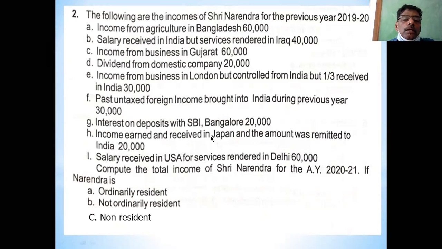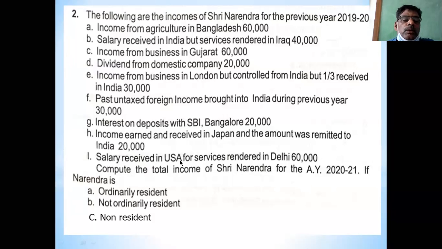Income earned and received in Japan. Income earned in Japan and received in Japan. The amount was remitted to India. Again, confused you people. Okay. Is it received in India? No. Is it earned in India? No. Therefore, it is taxable to first person only, that is ordinary resident. It comes for only first.